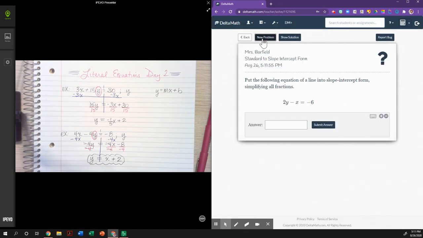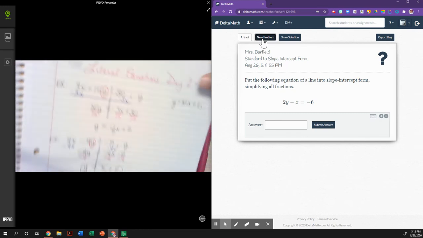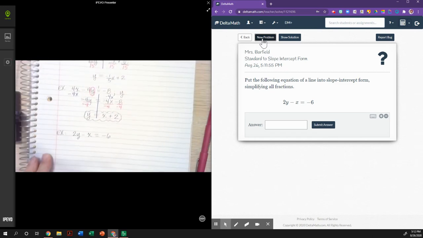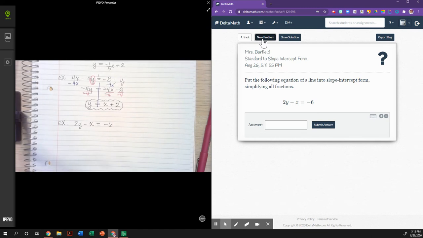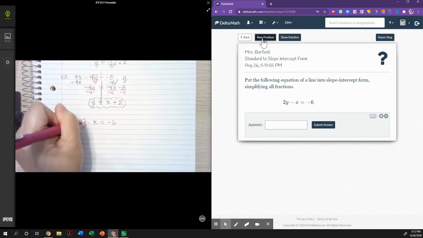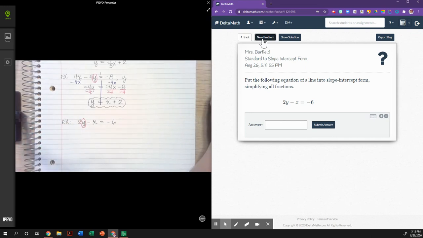Okay, I'll do one more problem. So 2y minus x equals negative 6. All right, so I want to get y by itself. All they've done here from the last example to this example is they just switched places with the x and y, but it's not going to change the first thing I'm going to do.